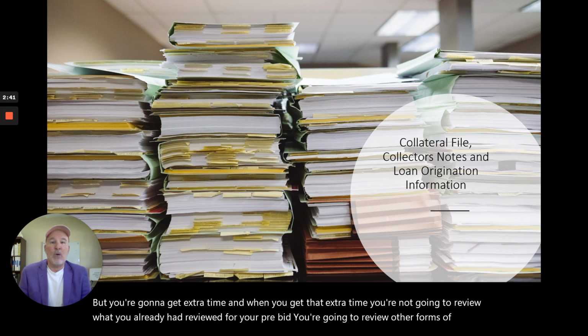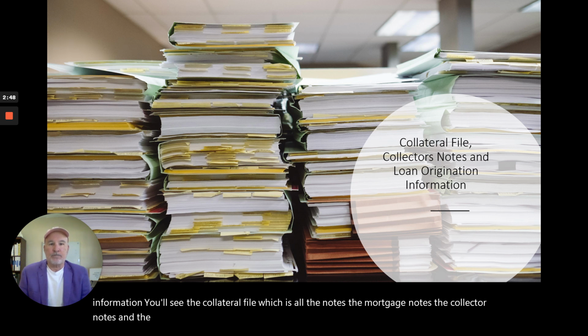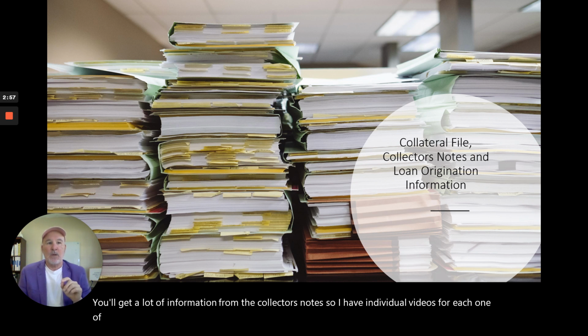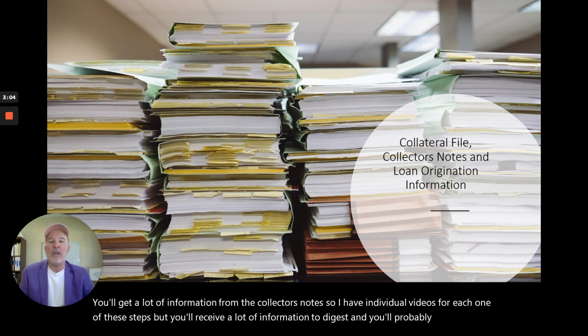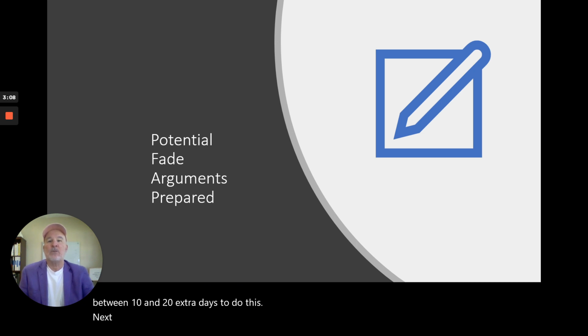You'll see the collateral file, which is all the notes, the mortgage notes, the collector notes, and the original loan information. You'll get a lot of information from the collector's notes. I have individual videos for each one of these steps. But you'll receive a lot of information to digest, and you'll probably receive between 10 and 20 extra days to do this. Next thing you do is prepare for your potential fade arguments.